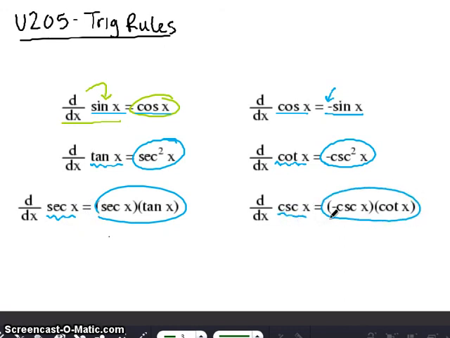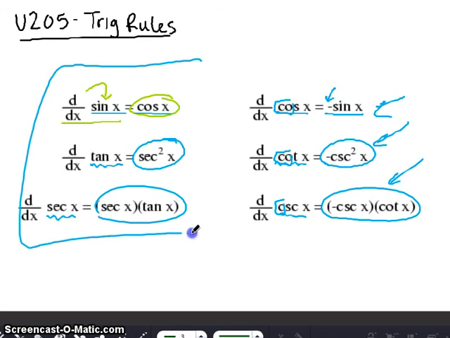So when you're doing your cofunctions, meaning they start with cosine, cotangent, cosecant, all of your cofunctions have negative derivatives, and they are very, very closely related to your functions over here. So sine, cosine, cosine, negative sine. Tangent is secant squared, so cotangent negative cosecant squared. Secant is secant times tangent, so cosecant is negative cosecant times cotangent. You need to have those rules memorized.